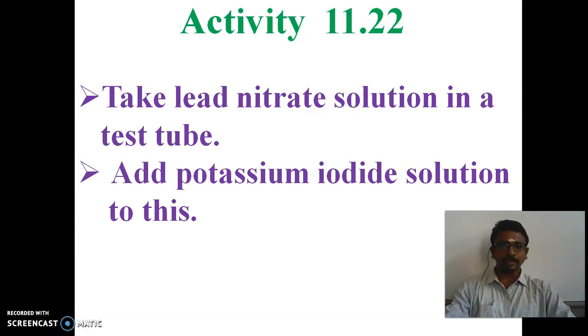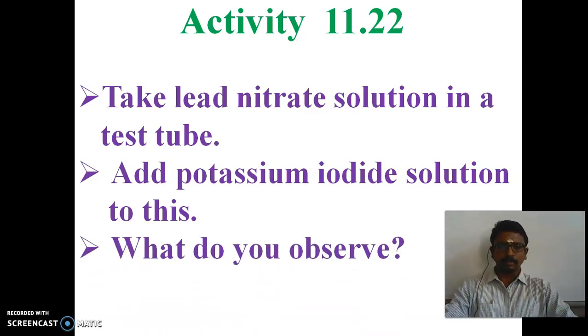In lead nitrate, the symbol is Pb, and the valency for lead is +2. For nitrate, the formula is NO3, and the valency for nitrate is -1. So the formula for lead nitrate is Pb(NO3)2. For potassium iodide, the formula is KI. So what do you observe in this reaction? We will show it in the next slide.